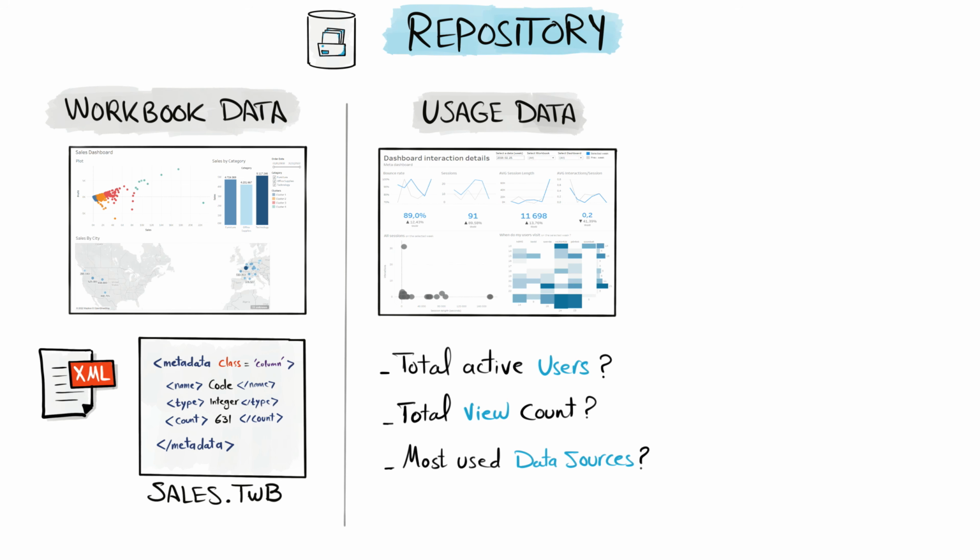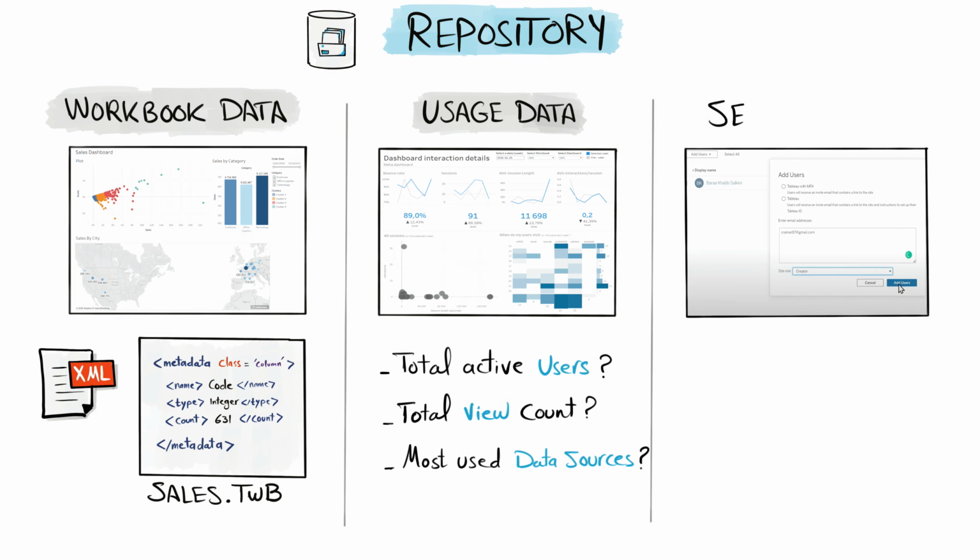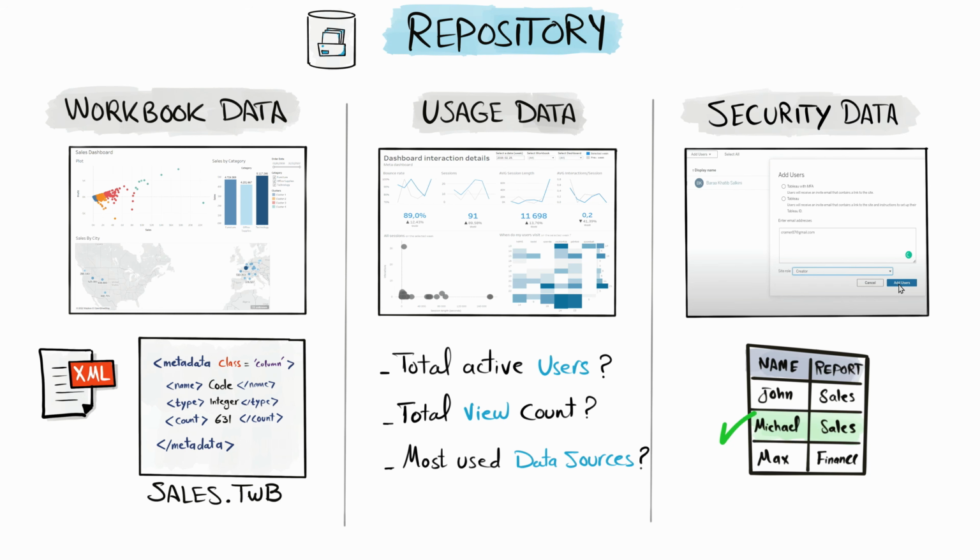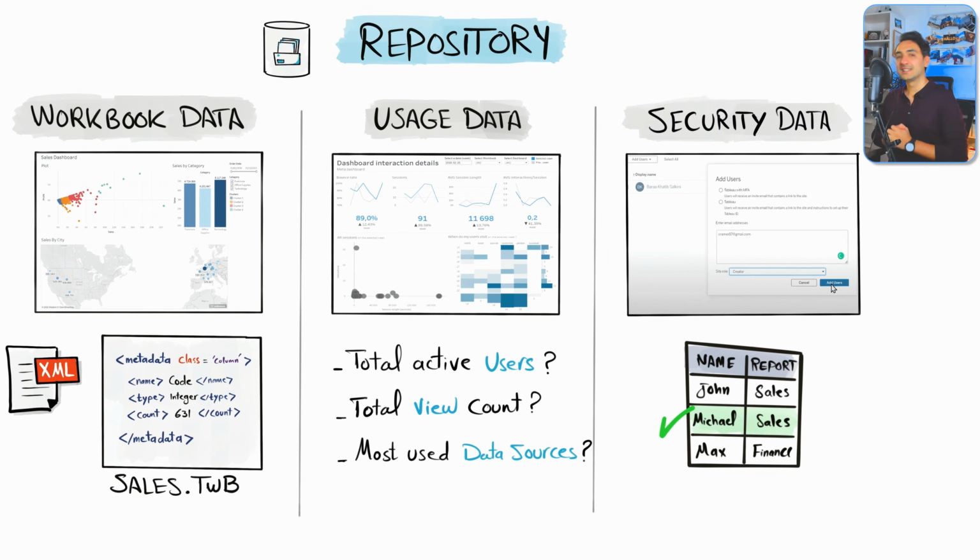Another type of data that you're gonna find inside the repository is the security information. For example, which users are allowed to access your content, or which users are allowed to access our Tableau server. Alright, so as you can see in the repository, there are different types of data, and it contains a huge amount of data in Tableau server, but it's very important to understand that the data inside our dashboards and reports are not stored inside the repository.